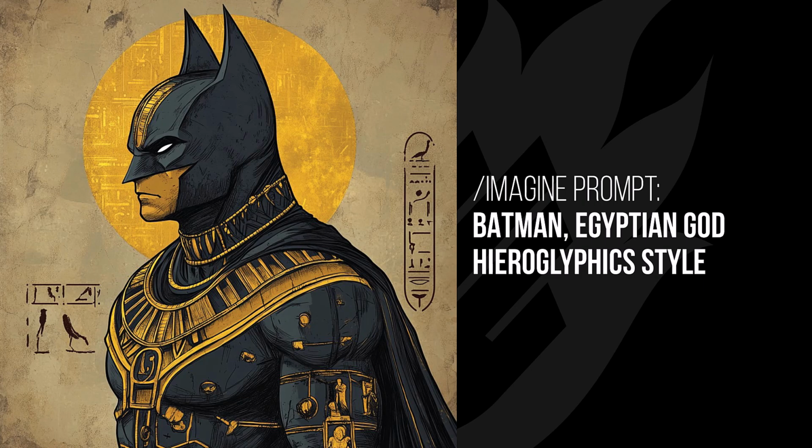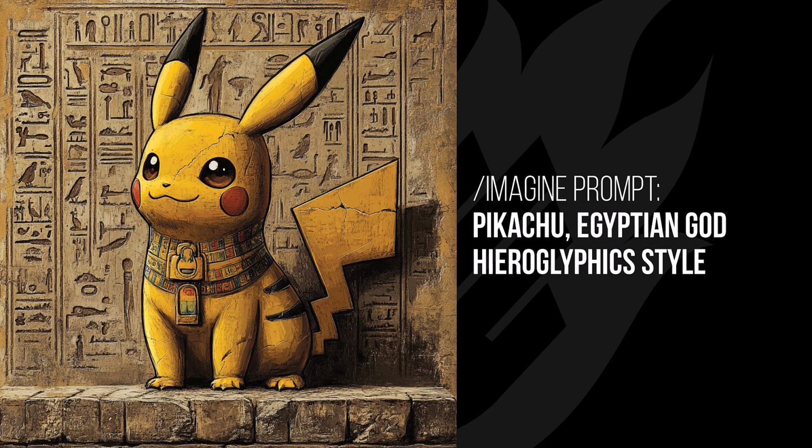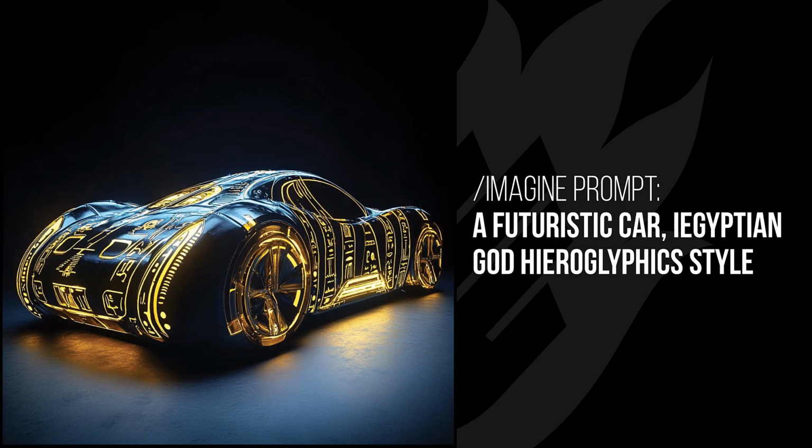So you can see some of what's going on with Batman here and his suit, and the samurai, it's just like a stylized image of the samurai, but Goku looking like a cat god in Egypt, while the futuristic car has some cool symbols on it. So I recommend playing with that one, it's a lot of fun.